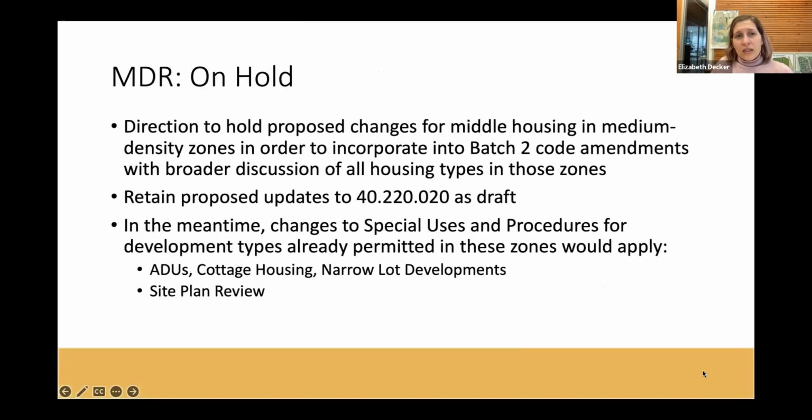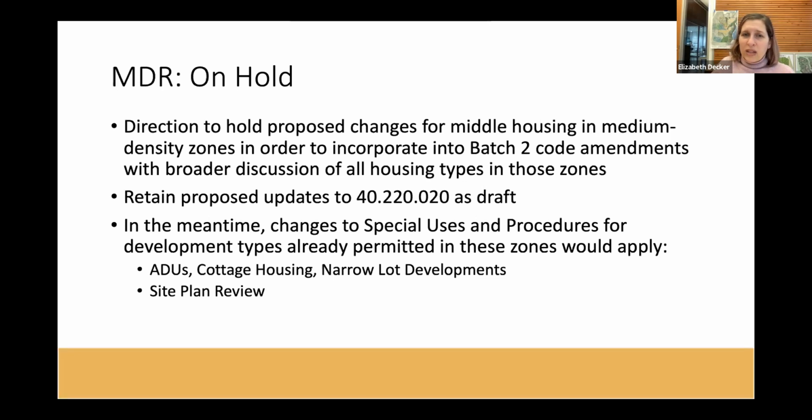And then this is the piece Brian had a question about in the chat. Just to follow up, based on that HB 1220 direction, our direction right now is to hold on the proposed changes to these urban medium zones. That's just section 40.220.020 for you code nerds out there. We'll retain the drafts that we have and incorporate them into our batch 2 code amendments that will be kicking off later this spring.